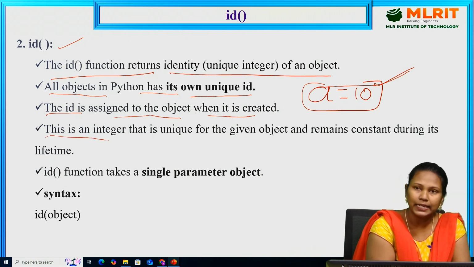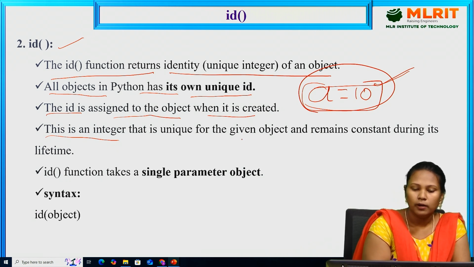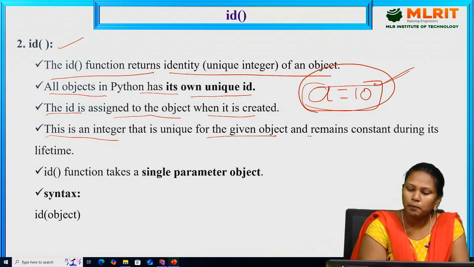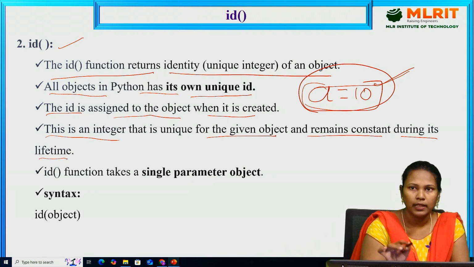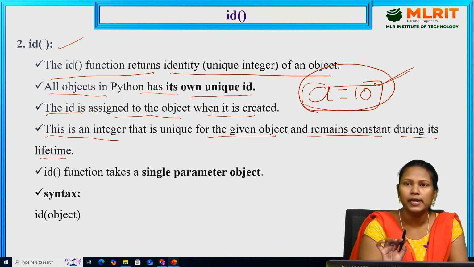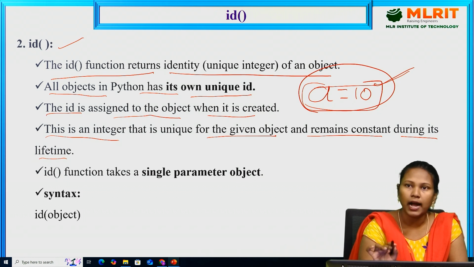The id of a variable is an integer value. It is a unique id as well as an integer value. For the given object, it remains constant during its lifetime. So up to the execution of the program, the particular variable's id is a constant value. It is stored in one particular location, the address of the variable, for as long as you are executing the same program. The lifetime is that only. So that is the id, the address of the particular variable.